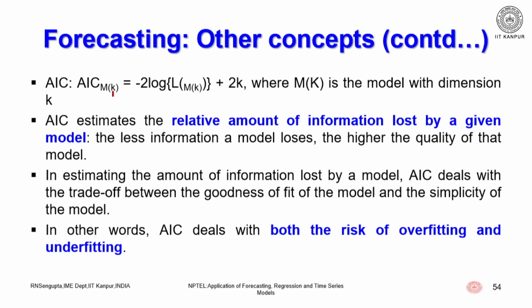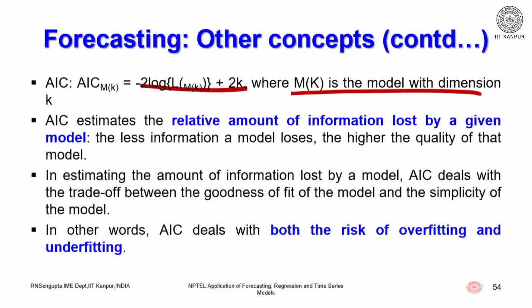When I use the concept of AIC, it is basically the logarithm of a function, where M_k is the model with dimension k. What I mean by dimension depends on the different types of x values you have, and how many x values you have, when I am considering x as the main data based on which we are trying to do the forecasting.